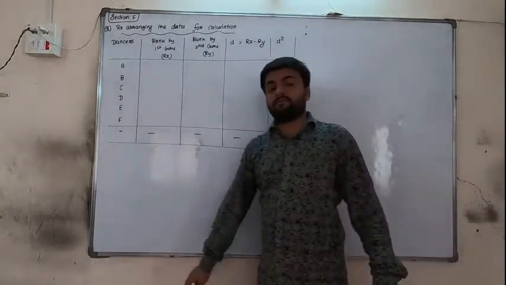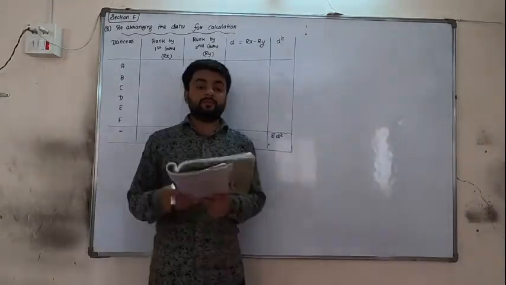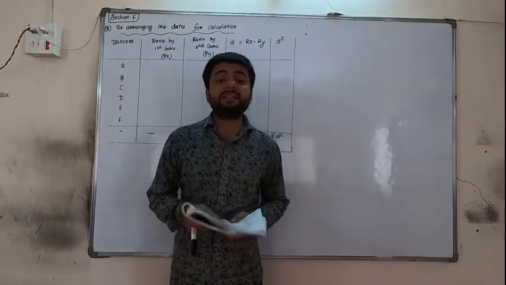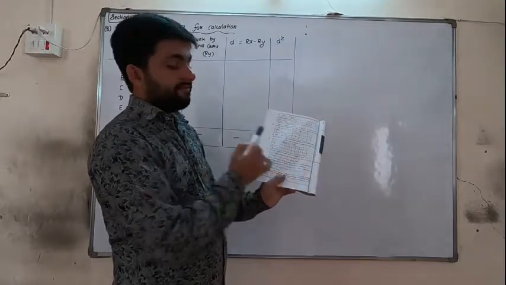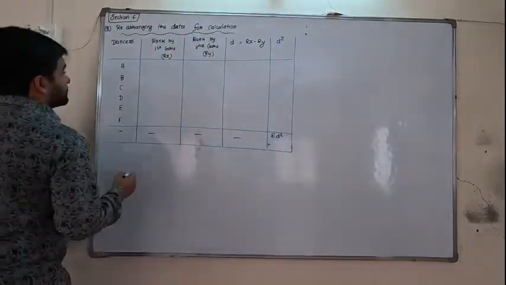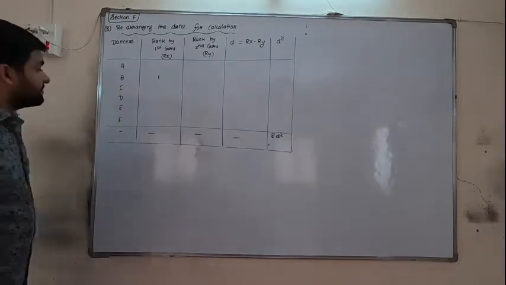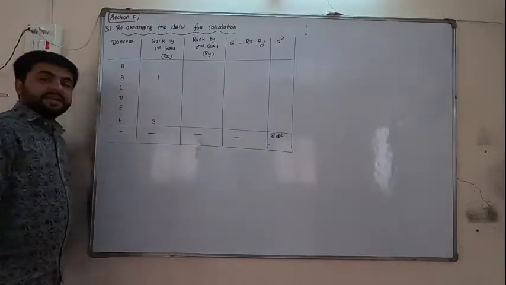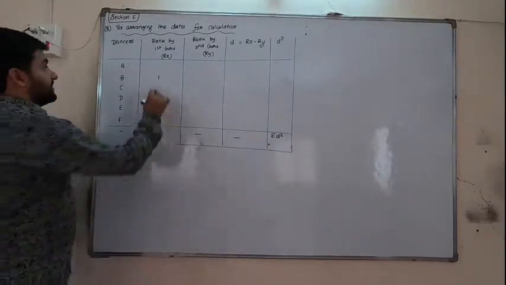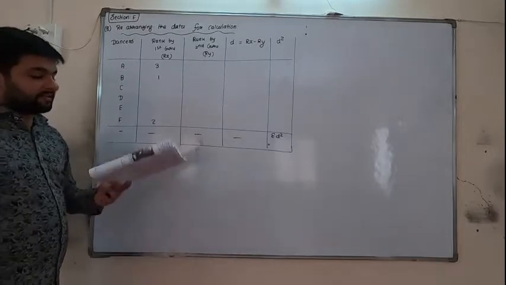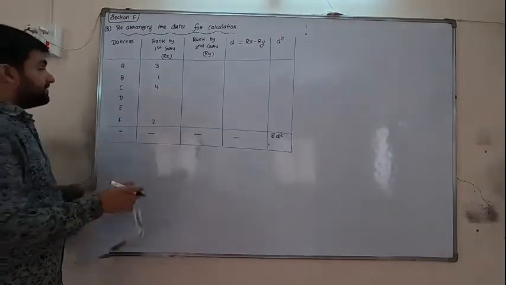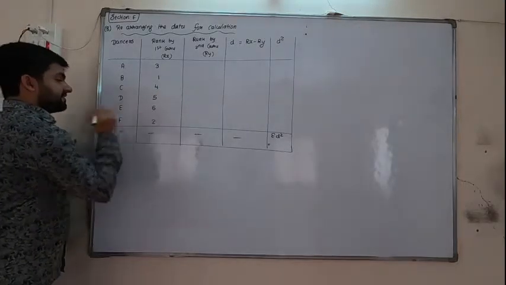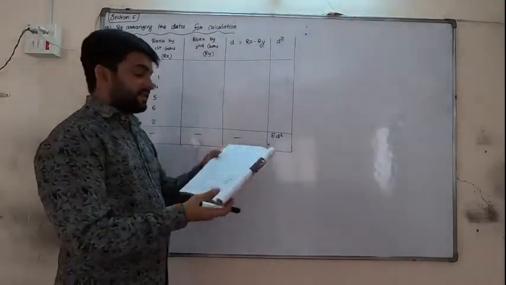Now see friends, how to do it. Whenever we are looking at guru 1, B has first rank. How? B is written and number 1 is written. So in first guru, B has number 1. Now F has number 2. In first guru only I am telling. F has 2, A 3. I hope all are understanding. C 4, D 5, E 6.